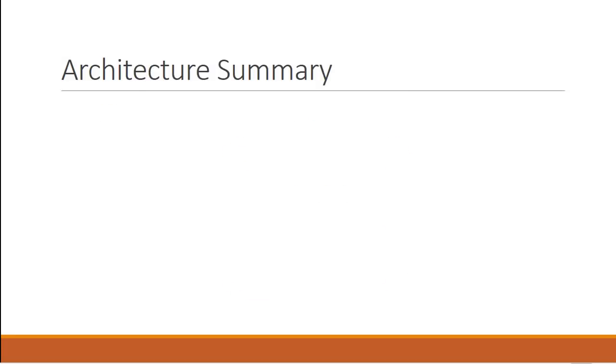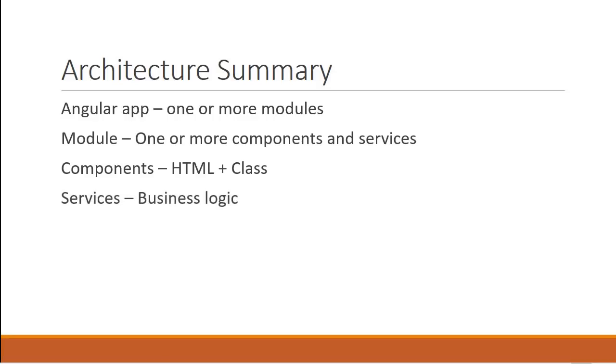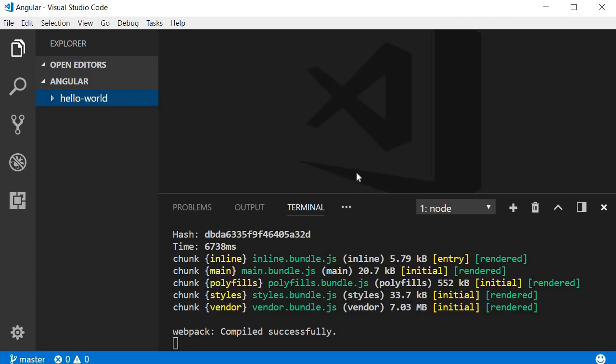So, to summarize this architecture, Angular apps contain one or more modules. Each module contains one or more components and services. Each component contains an HTML template and a class to control the logic for that particular view. A module can also have services which contain the business logic of your application. The modules export and import code as and when required and finally render the view in the browser. Alright, with this understanding, let's take a look at some of the files in our project folder and how the execution flows. Now back in Visual Studio Code, we have the Hello World project folder.